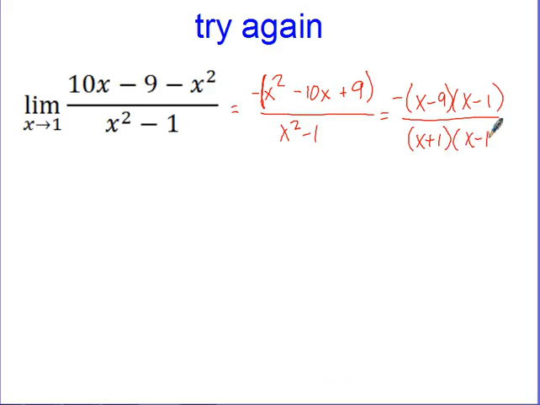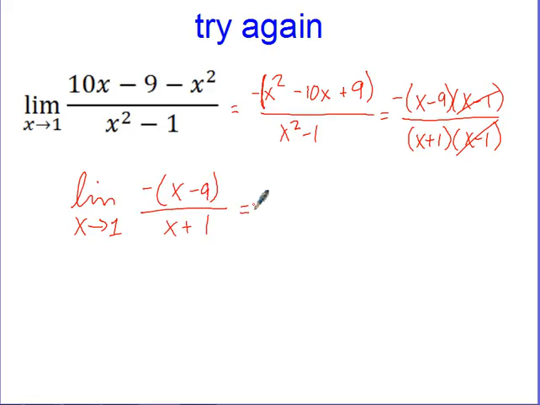Do you notice anything? The x minus 1's cancel. So essentially, you're doing the limit as x approaches 1 of negative x minus 9 over x plus 1. And here's the best part. There is no longer a problem, right? There is no longer a problem. There was a problem in the beginning.